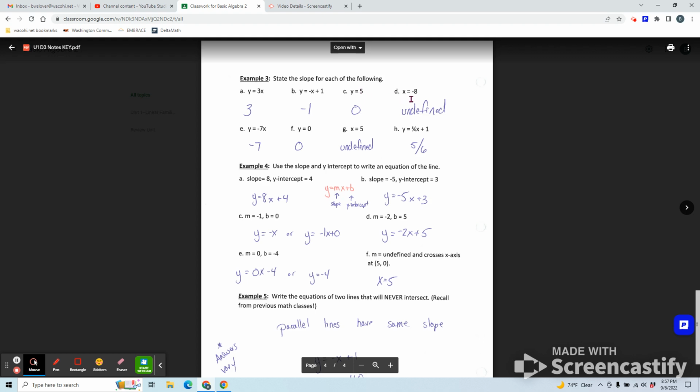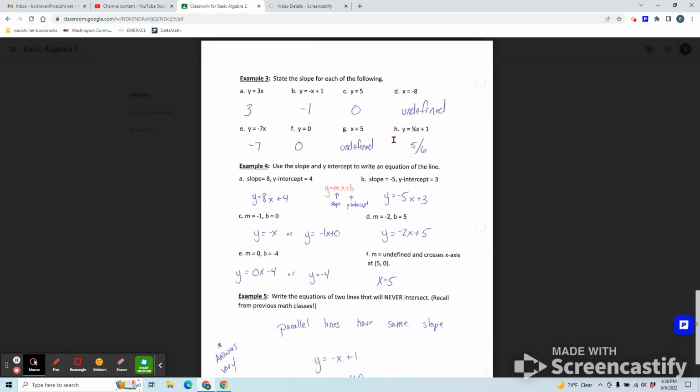If I look at letter D, it just says x equals negative 8. There's nothing else with it. Once again, this is a special type of line. If I have x equals negative 8, that doesn't mean my slope is negative 8. It's saying I have a vertical line at negative 8. Your vertical line is going straight up and down, which means my slope is undefined. There are some more examples that you can work through in example 3.